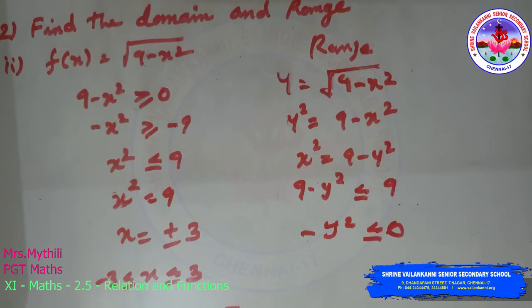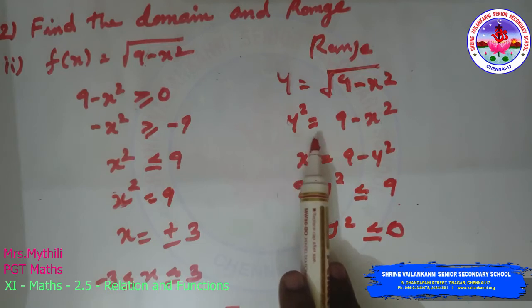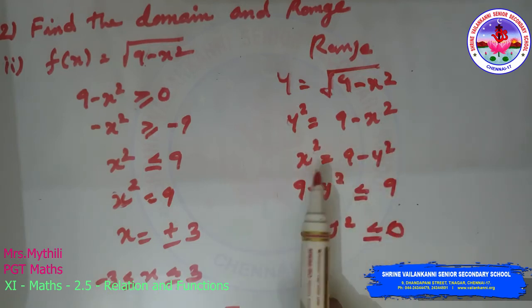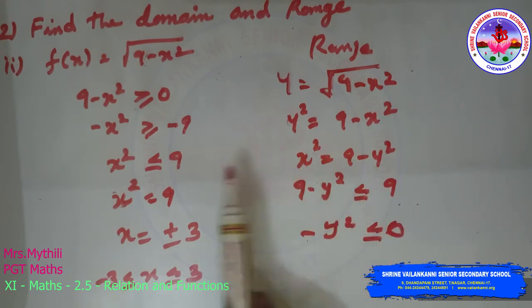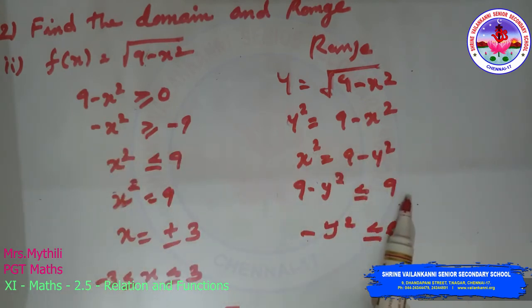Now we have to find the range. y equal to root of 9 minus x square. Squaring on both sides, we get y square equal to 9 minus x square. Then changing x and y, x square equal to 9 minus y square. So 9 minus y square is less than or equal to 9. Since x square is less than or equal to 9, x square is 9 minus y square, which is less than or equal to 9. So subtracting 9 on both sides, we get minus y square is less than or equal to 0. Now we change the sign, then the inequality also will change. Then we get y square is greater than or equal to 0.